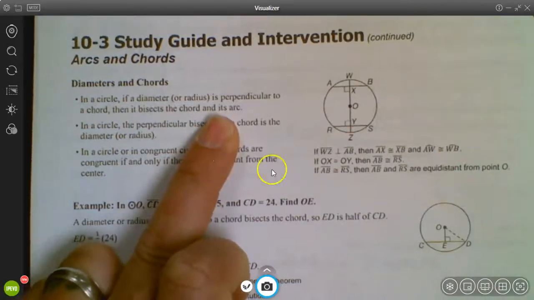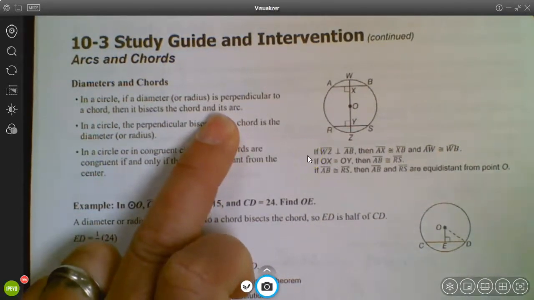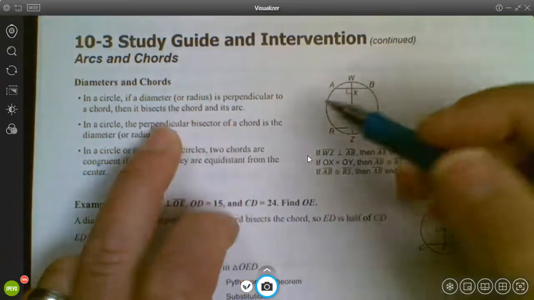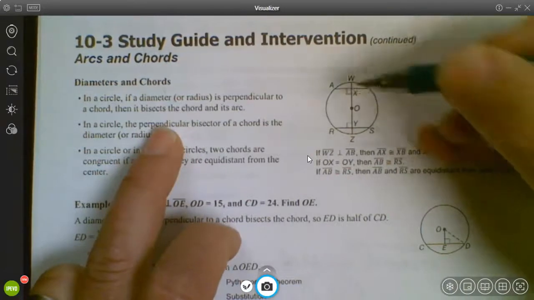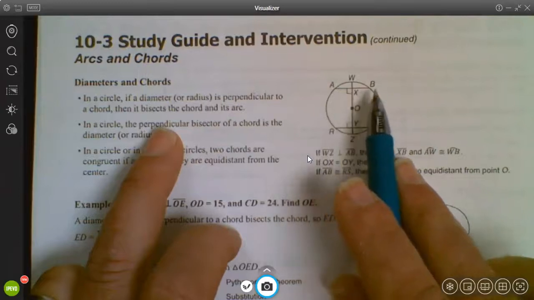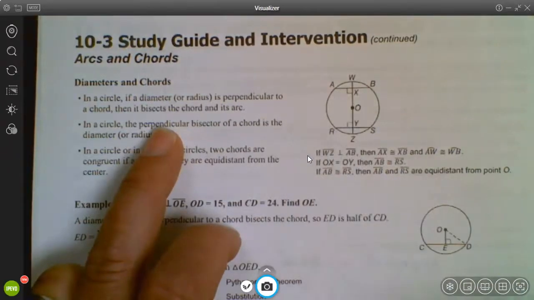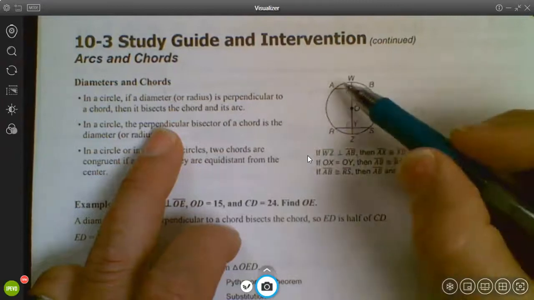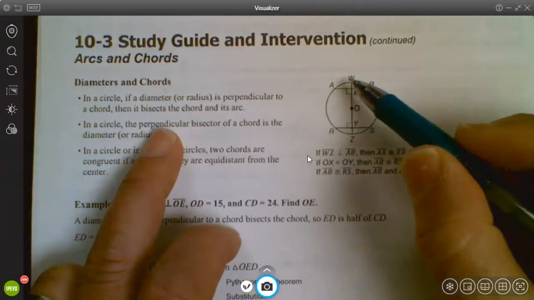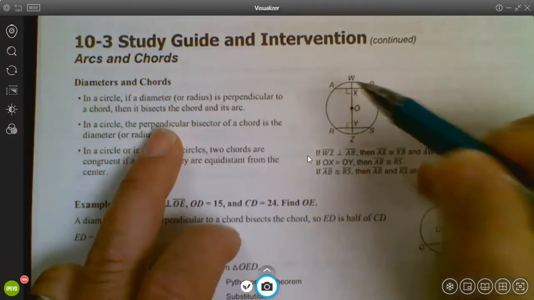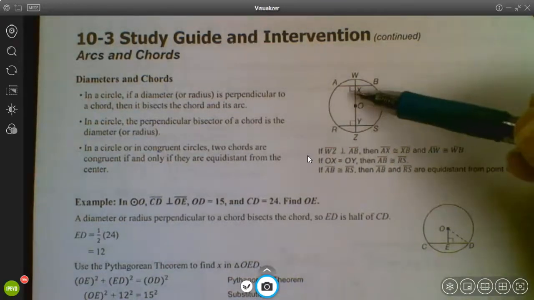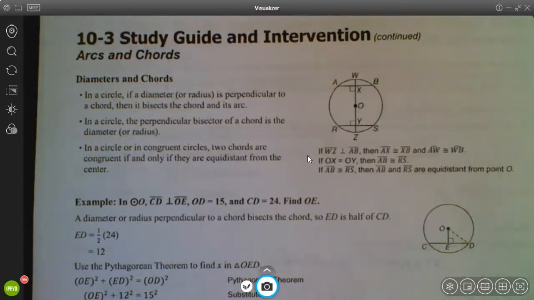Go back to first semester here. Bisect means it cuts it in half, cuts it into 2 equal parts. So that must mean that in this case, as soon as I see that little right angle, that now tells me that AX is congruent to BX. They're equal. But it also tells me that the arc was also bisected. I now know that AW is congruent to BW. So I'm actually getting 2 pieces of information here out of that one little mark that they gave us.